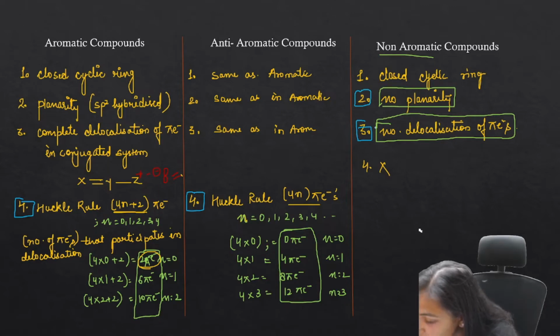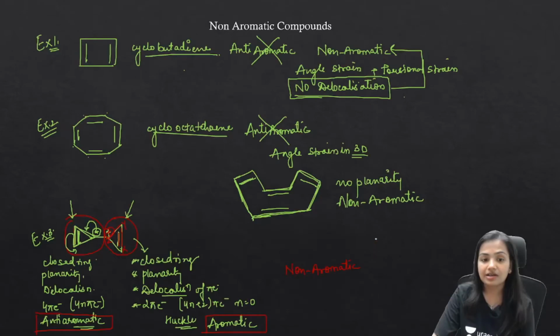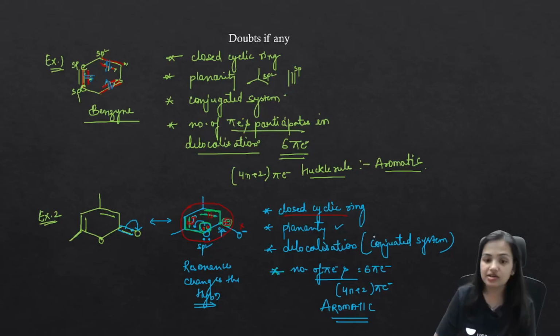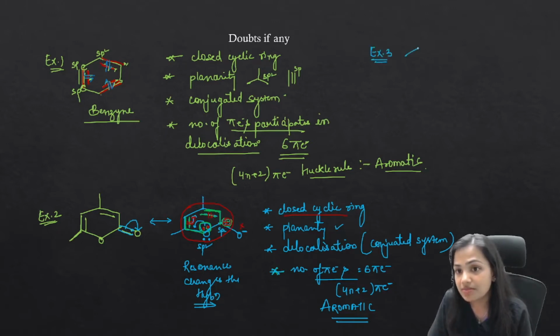Is pyridine also an aromatic compound? Absolutely. Pyridine is an aromatic compound. Now let me tell you how. This is a question asked by Hari, so let me take example number 3. He is asking, ma'am, if we will be looking for the pyridine. Okay, this is the structure of a pyridine.